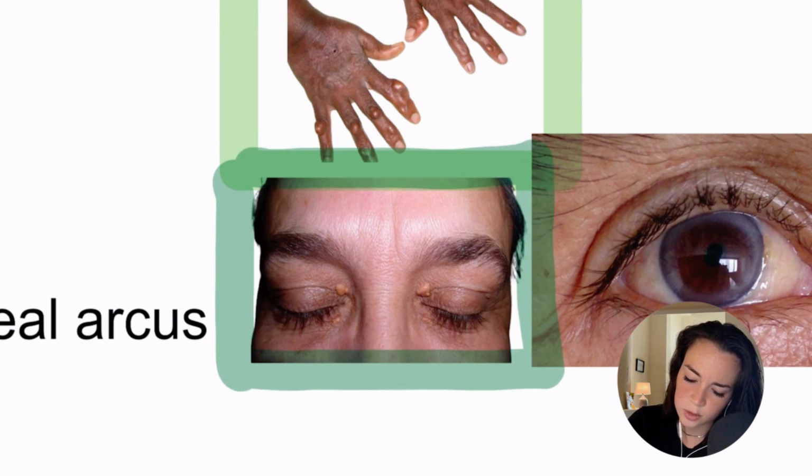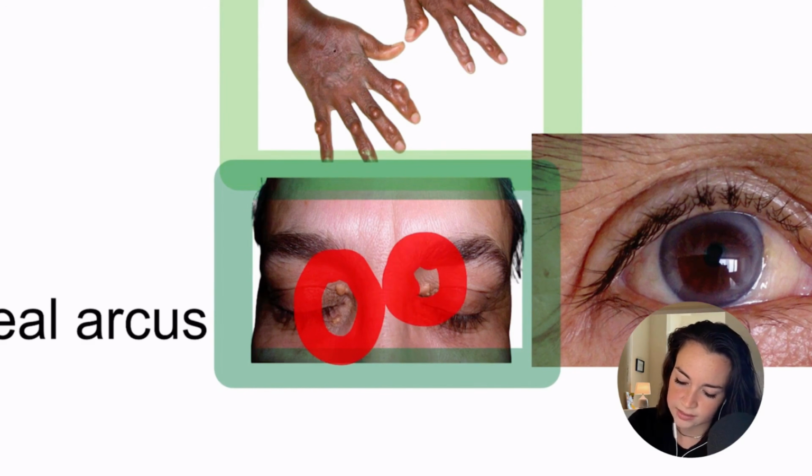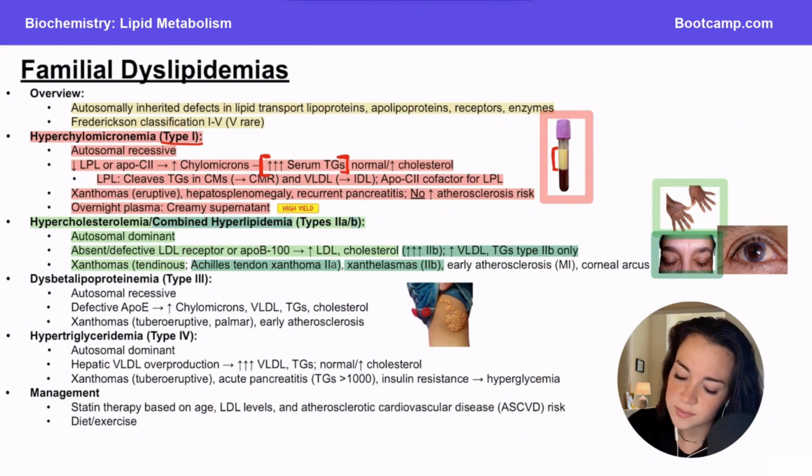They're these flat yellow plaques, usually on both sides of the inner corner of the eye. And then in both types 2A and 2B, you will be seeing early atherosclerosis, right? Compare that to type 1. So something to think about if someone comes in with ASCVD, which is atherosclerotic cardiovascular disease, at a very young age. Things like young heart attack, young stroke, young peripheral artery disease.